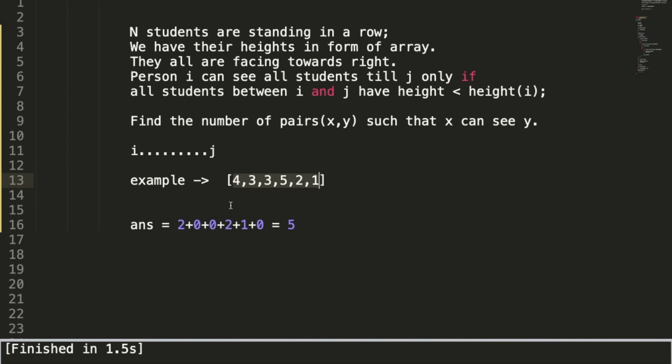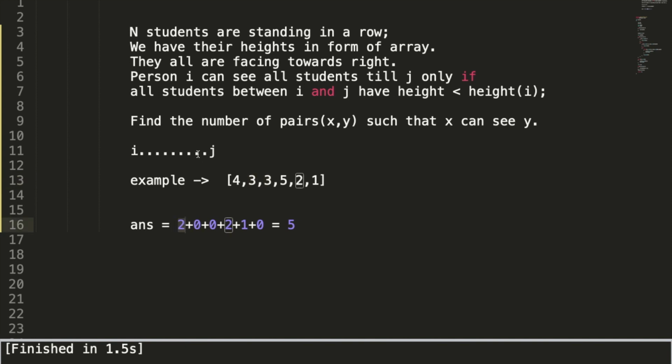This is the last person standing, looking towards right. Now 4 can see the heights of 3 3 but not of 5. 4 cannot see the second last element because 5 is coming in between. 4 cannot see the height of 1 because 5 is coming in between. So the total number of students that 4 can see is only 2, these both. So the answer is 2 plus.